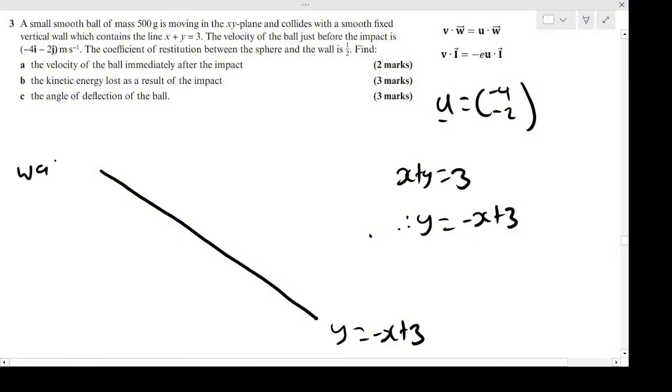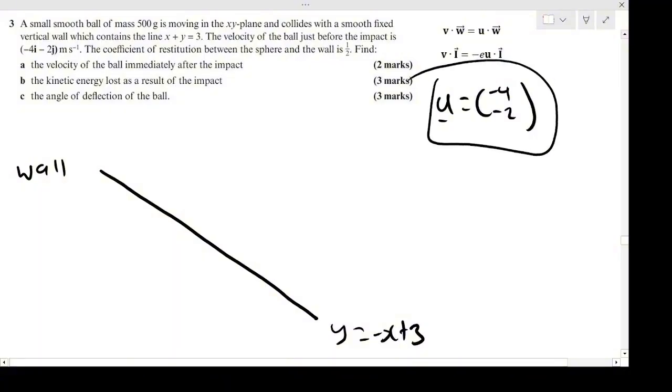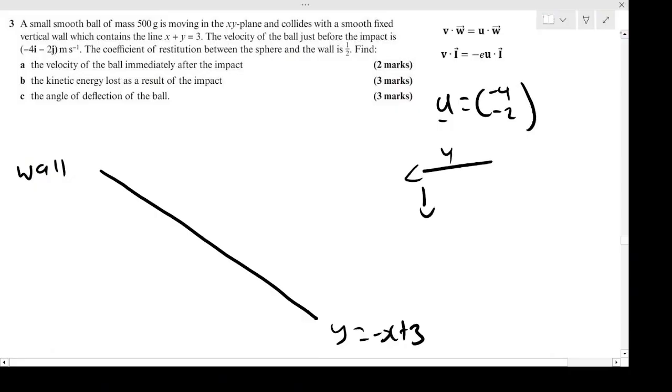Hopefully happy with that. So this is y is minus x plus 3. That's the direction of the wall in Cartesian form. So that's my wall. It's really, really weird how they give it in Cartesian form, but that's how you can visualize what the wall looks like there. Now, if I go back to u, so (-4, -2), that's telling me I'm going to go 4 to the left and then 2 down. So that's what u is going to look like. So it's going to hit the wall like that, okay? Hopefully happy with that, right? So there we are. Which means that the velocity afterwards is going to probably look like this as it rebounds, okay?